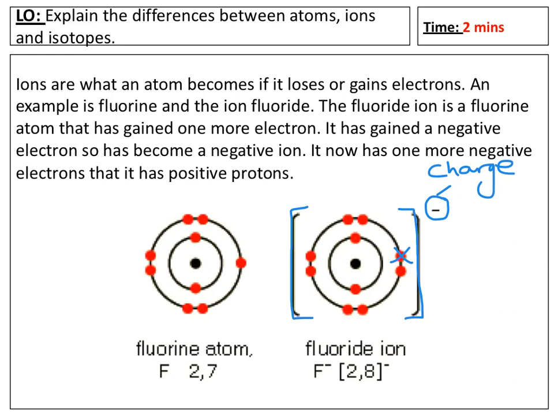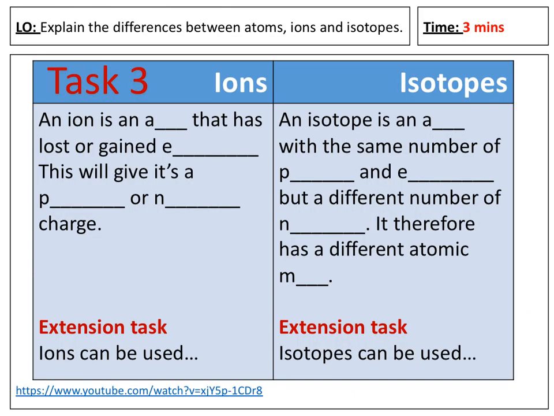There are now 10 electrons, but there are still only 9 protons, and protons are positive. So there's 9 positive things, but there are now 10 negative things. That's a difference of 1 more negative thing, so it must be negative. I hope that makes sense. If you need to rewind and go back through it, do that now.